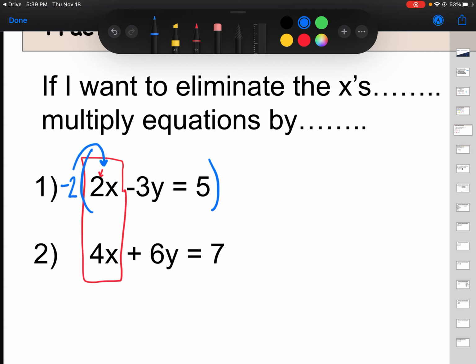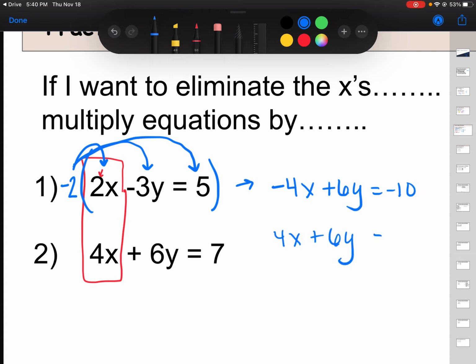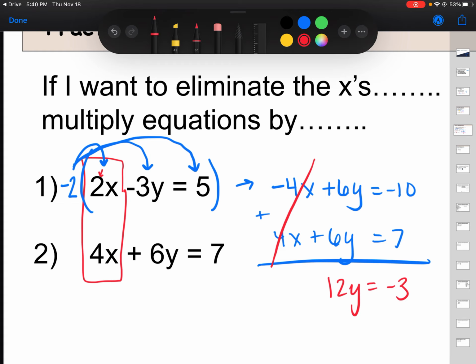When I distribute that to every term, this top equation becomes -4x. -2 times -3y is plus 6y. -2 times 5 is -10. We're not manipulating the second equation, so bring it on over. Now to add the 2 equations. -4x plus 4x is 0, so they'll cancel. 6y plus 6y is 12y. -10 plus 7 is -3. Then I would divide by 12 to find out what y is.